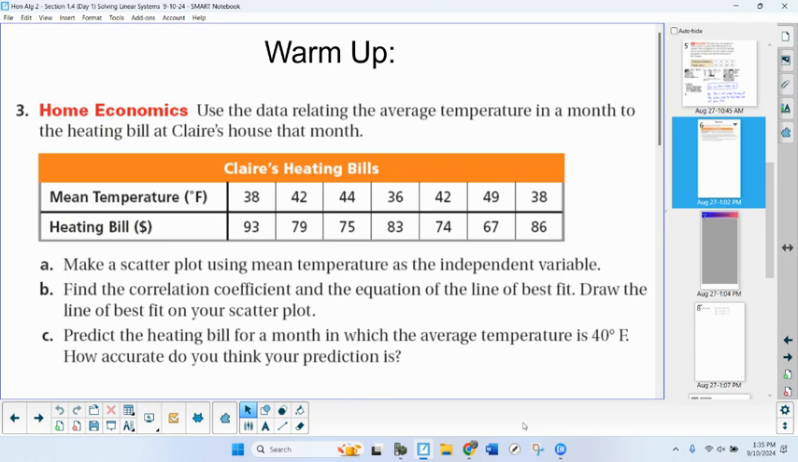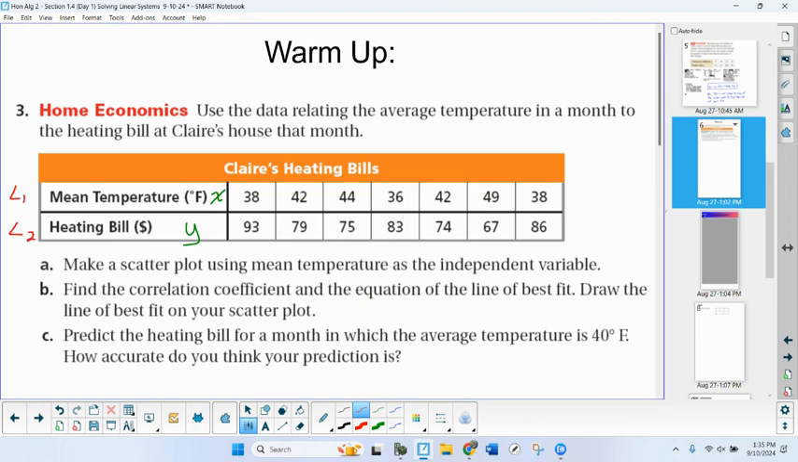It says, using the data on the average temperature in a month and the heating bill at Claire's house that month, we want to make a scatter plot using the mean temperature as the independent. Remember, if the mean temperature is the independent, that's X, and then this would be Y. So we're going to put this in as list 1, this in as list 2.